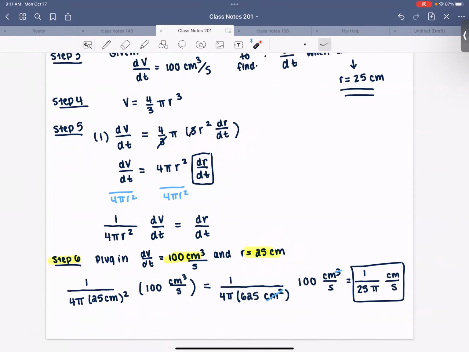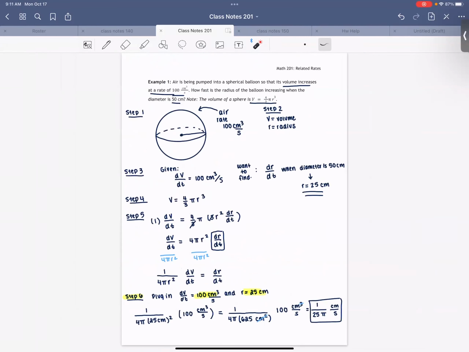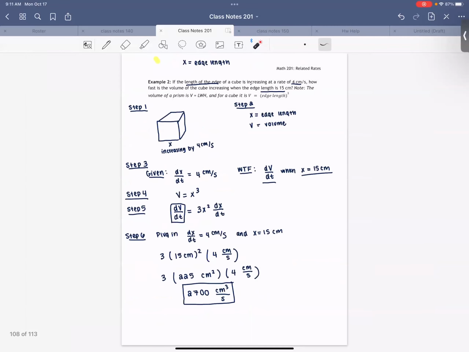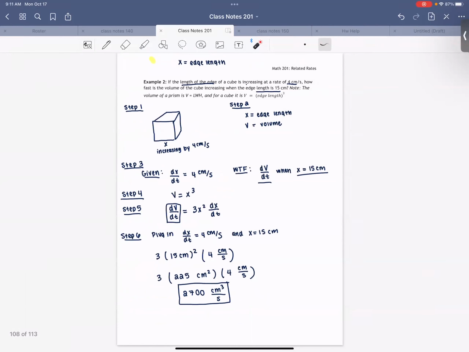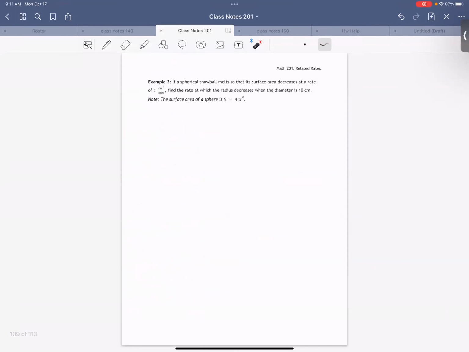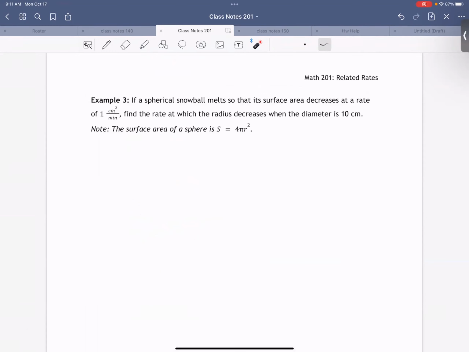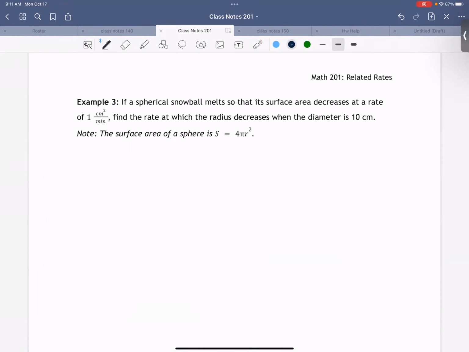Okay. So we did two examples. We did air being pumped into a spherical balloon. We also did the edge length of a cube increasing. And the funny thing about these was they were very simple. They gave us the equation and we didn't have to think about the direction that anything was moving. Okay. In example three, we're going to have to think about how things or where things are going instead of just plugging in numbers. Okay.